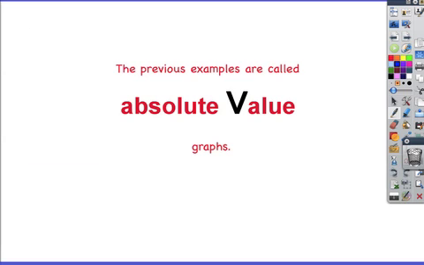So these examples, as mentioned, are called absolute value graphs. And the way that I like to remember the shape they make is by thinking of absolute value as a V. And that's a reminder to me that I'm not going to get a straight line, but rather I'll get a V shape.